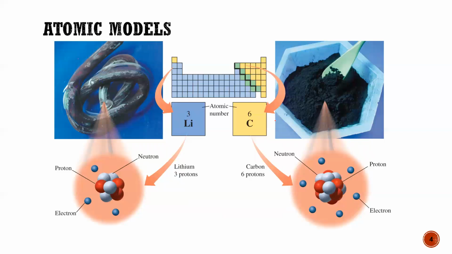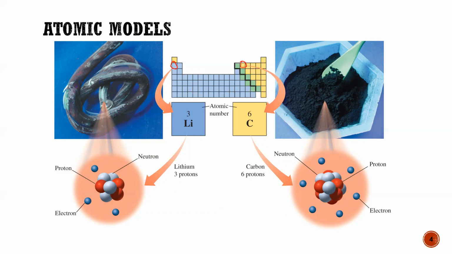Again, if we look at our basic understanding, we see that carbon has an atomic number of 6, so that means it has 6 protons. Lithium has an atomic number of 3. It has 3 protons. That's why lithium is in the 3rd position of the periodic table, and carbon is in the 6th position, because it's organized based on atomic number and the number of protons.